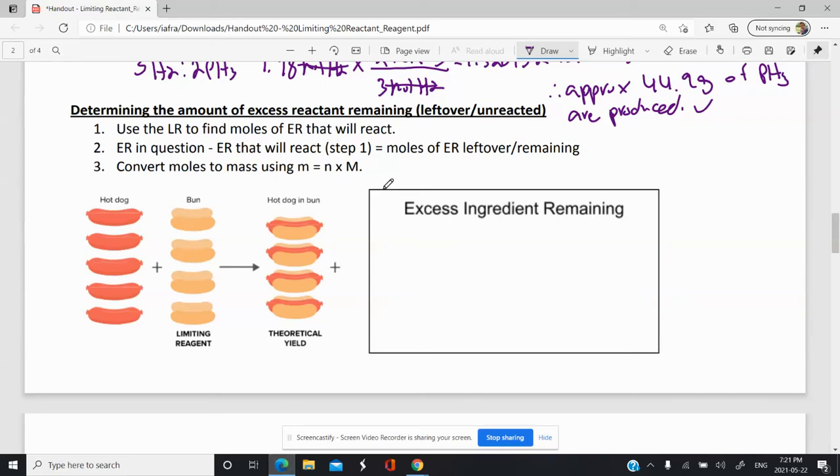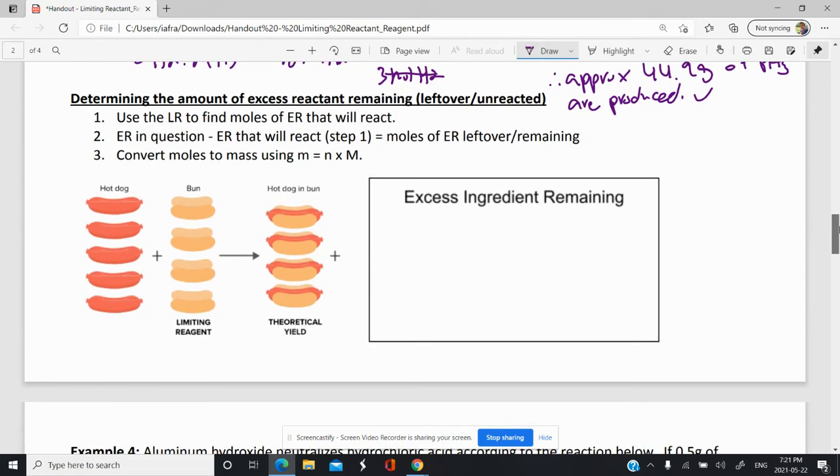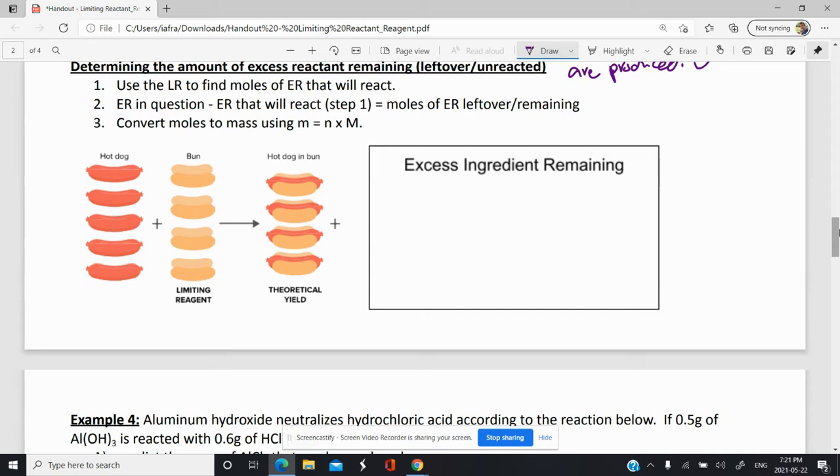Right, in this video, we're going to take a look at how to determine the amount of excess reactant that remains. So after a reaction occurs, the limiting reagent is used up, and the excess reagent remains. There's some left in there, not all of it, but some of it remains unreactive. So for example, if we look over here, we have the hot dog and the bun, and we want to make the hot dog bun over here, hot dog in a bun, so a full hot dog. So as you can see, the excess is going to be the hot dog. There'll be one extra hot dog left over.